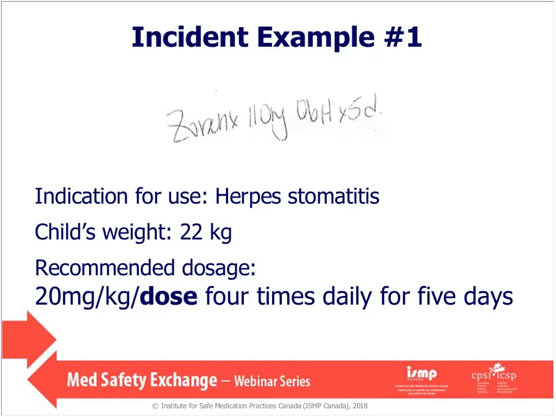It would appear the prescriber calculated the dose as 20 milligrams per kilogram per day divided in 4 equal doses, or only a quarter of the recommended dose. It is easy to see the potential for an overdose if the total daily dose is given multiple times as individual doses.